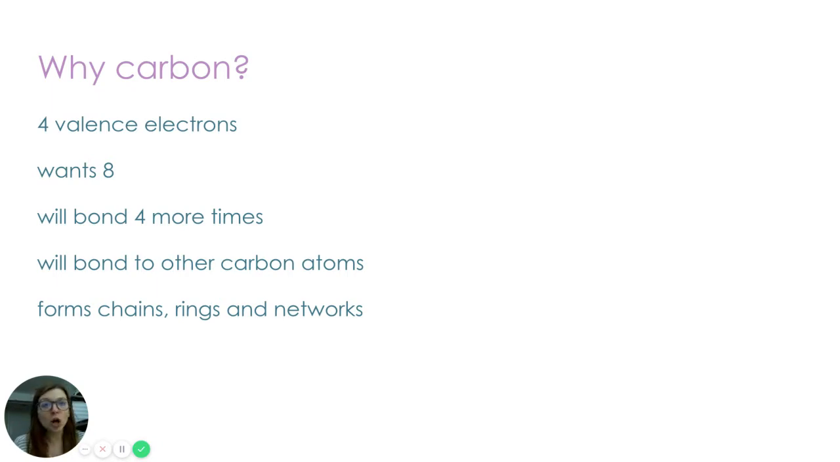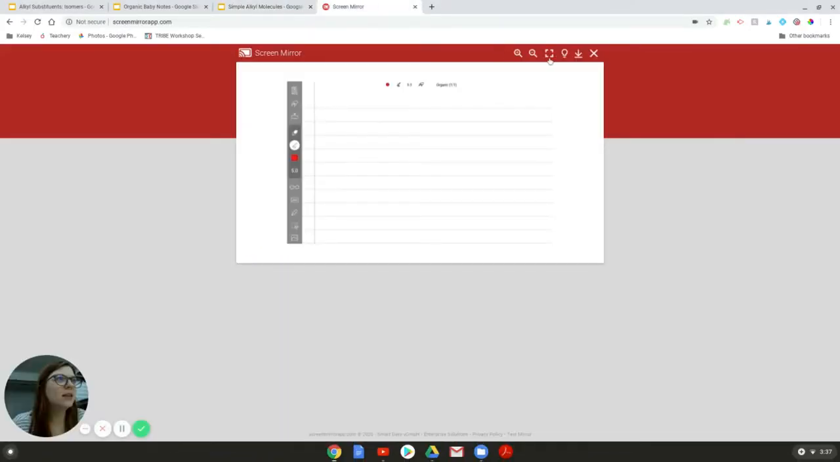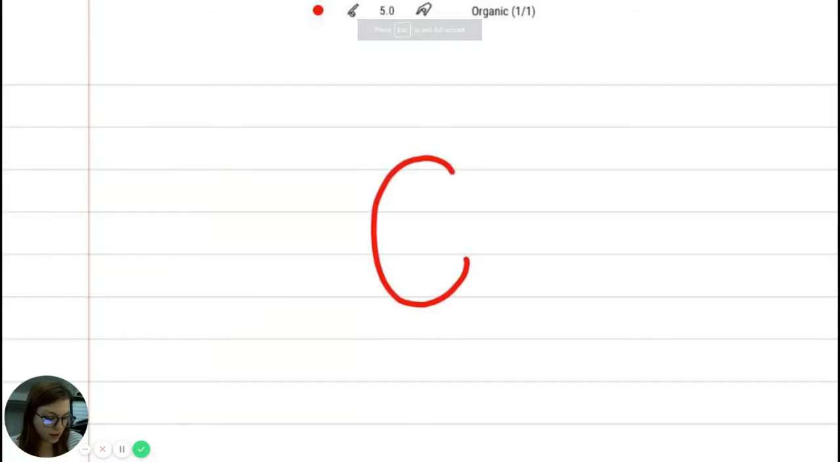Well, carbon has 4 valence electrons. And remember the octet rule, all atoms want to have 8 valence electrons. So carbon is going to try to bond 4 more times. If you look at a picture of a Lewis diagram, it would look like this, where we have carbon with 1, 2, 3, 4 electrons.